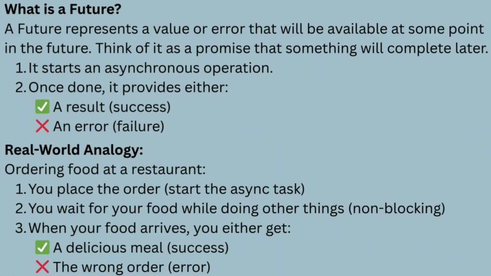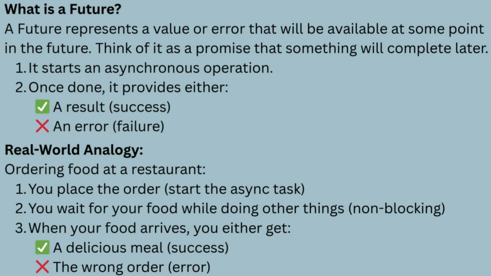Let's talk about futures in Dart. So, what is a future? A future is just like a promise. It represents a value or an error that will be available at some point in the future. It's Dart's way of saying, hey, I'll get back to you later. When you start a future, you're beginning an asynchronous operation like downloading data, reading a file, or hitting an API. Now, this future won't give you a result right away. But once the task is complete, it will either return a result if everything goes well, or an error if something goes wrong.